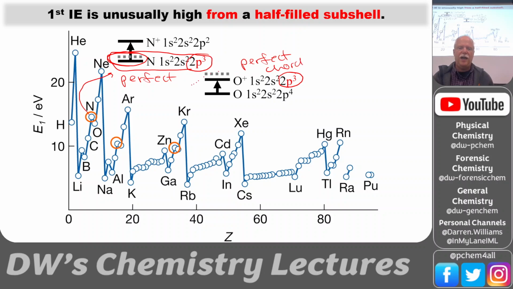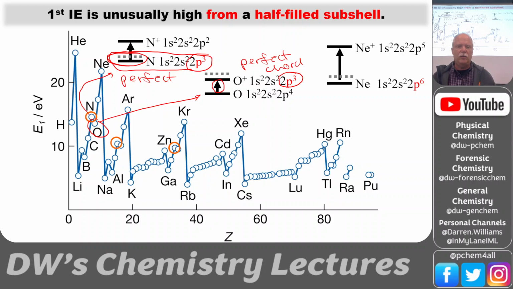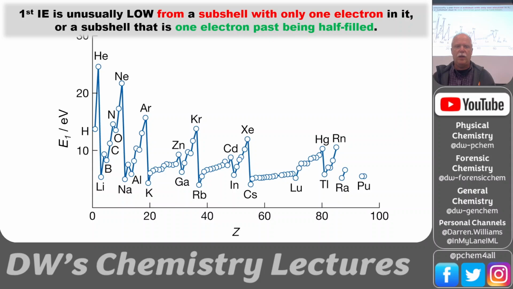So because the cation is stabilized, oxygen is lower than we expect. This arrow is shorter than we expect. Okay. So this is the data that tells us that half-filled shells are stable. And then we go past the subshell that's filled to form a subshell with only one electron in it.